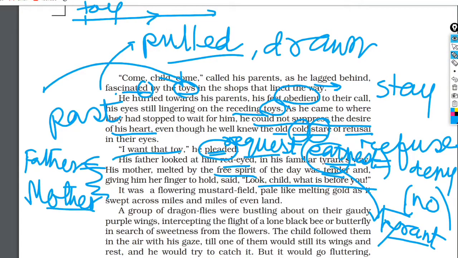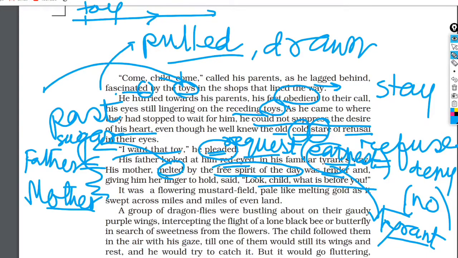But the mother was melted. कैसे melted हुआ? वो जो sugar होता है, चीनी जो होता है, जब पानी में आप डालते हैं, so in the similar manner, the mother also was melted because the mother could see the free spirit of the child. Mother could see the emotion of the child, and therefore she was melted and then began to persuade. उसको समझाने लगा. Okay, persuade आप जानते हैं ना, P-E-R-S-U-A-D-E, persuade.